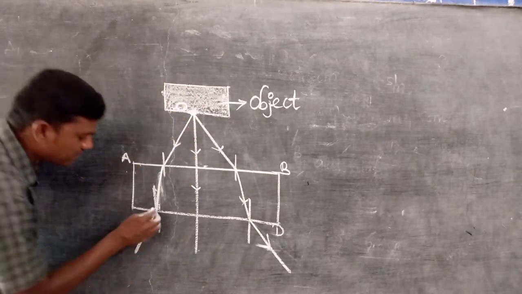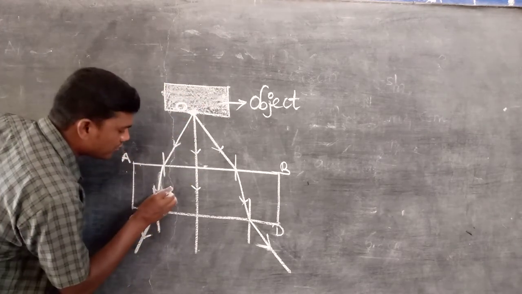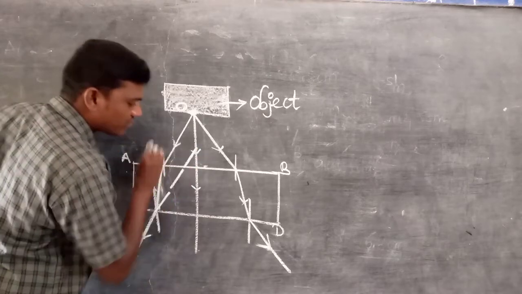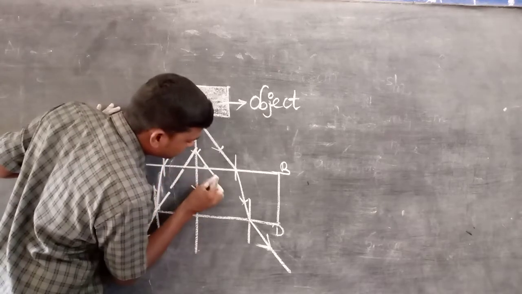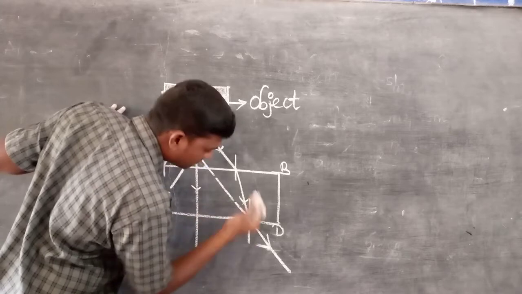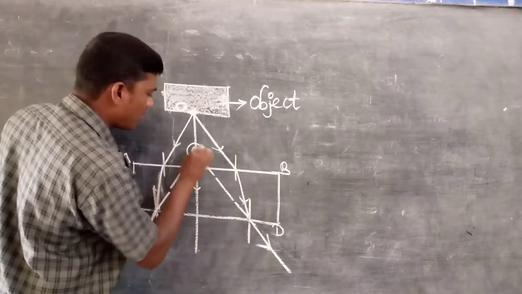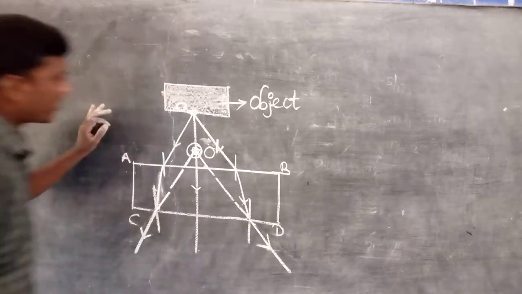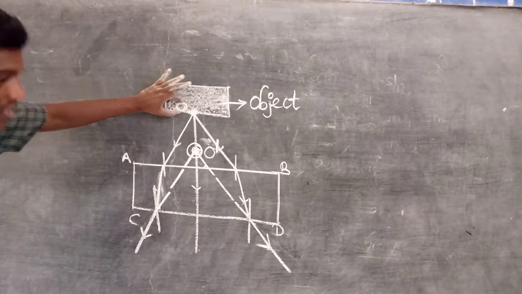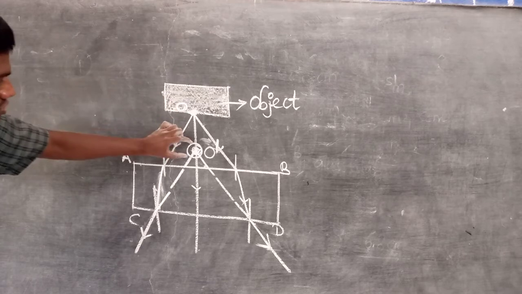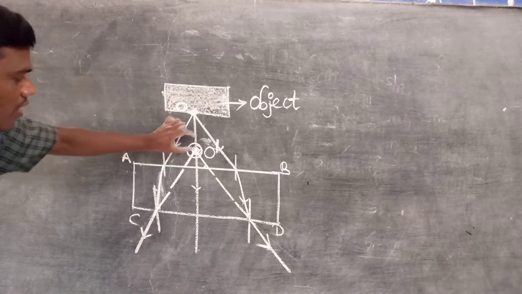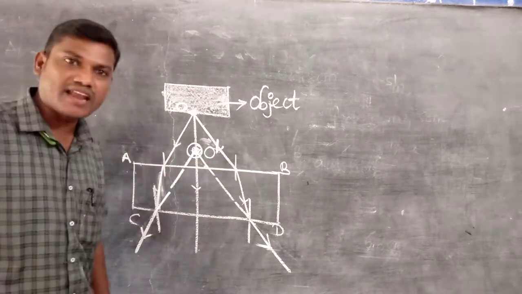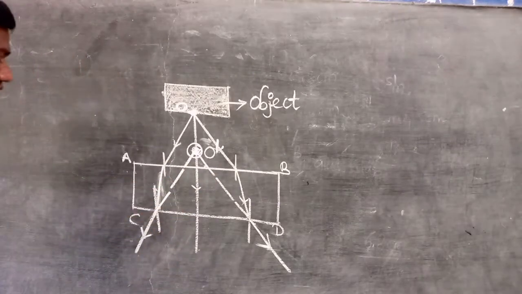But at which point? This one is produced backward. This is also like this one. This is O dash. So the object is at O, but the object appears to be at O dash. O dash is nearer to the AB. Is it correct or not? That's why this is the ray diagram.